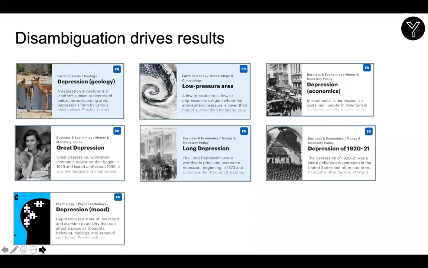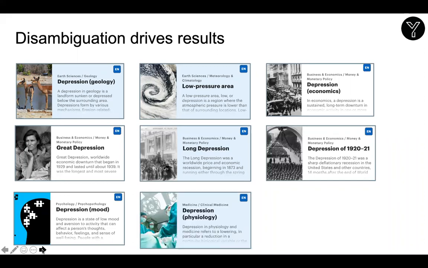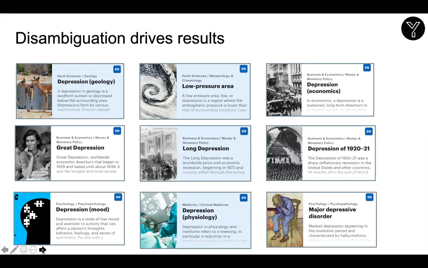Alternatively, you could be looking at something completely different. You might be looking for depression, the mood, or depression in physiology, or something like a major depressive disorder. And I'm sure you've got the point here. I could go on for at least another page of all of the different types of depression. So some traditional search tools will take your previous behavior and they'll say, well, last time you put depression in the search bar, you were looking for an economic depression, and they will surface all of those results.